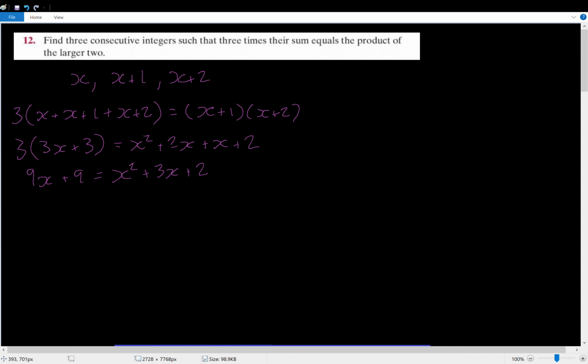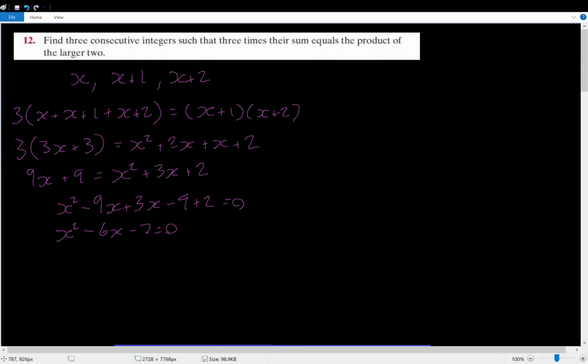And now we're going to move everything to the same side. We're going to take the terms on the left and bring them over the equals. So we're going to get x squared minus 9x plus 3x minus 9 plus 2. And instead of writing the equals 0 at the start, I'm just going to write it down at the end over here. Then we tidy that up, we're going to get x squared, and minus 9 plus 3 is just going to be minus 6x. And then minus 9 plus 2 is just going to be minus 7.